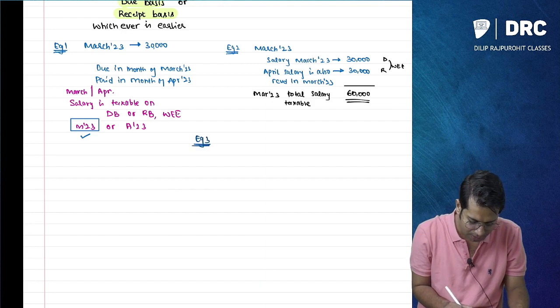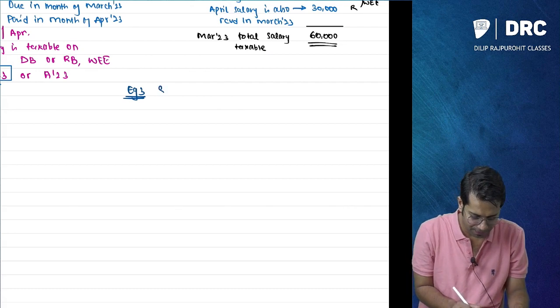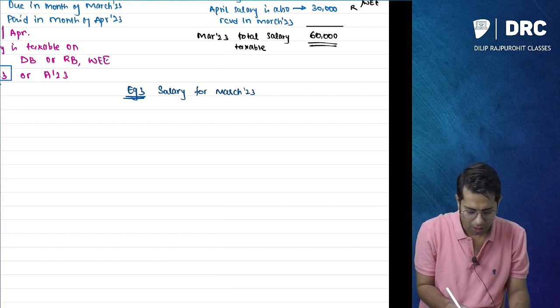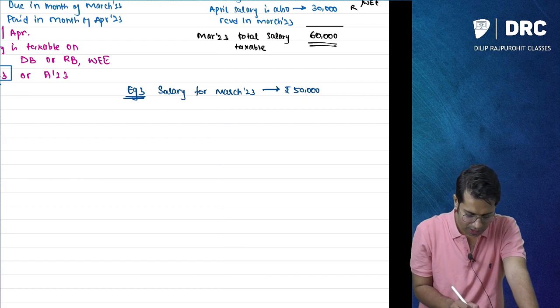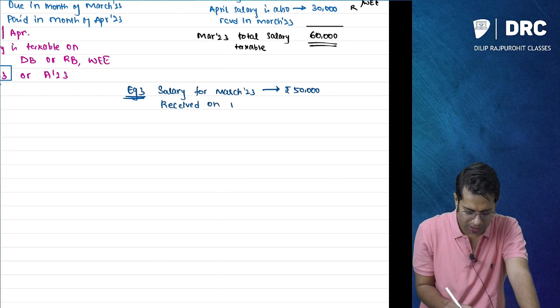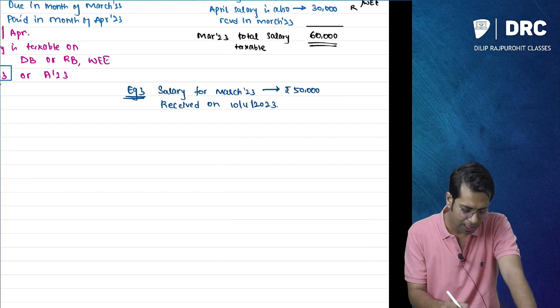Example number 3. Say for example, my salary for March 23 is rupees 20,000. It was received on 10th April 2023. On which date did I receive, sir? I received the salary on 10th April 2023.